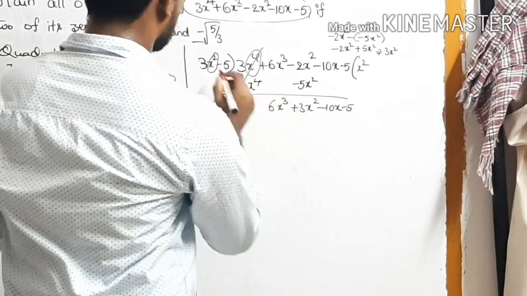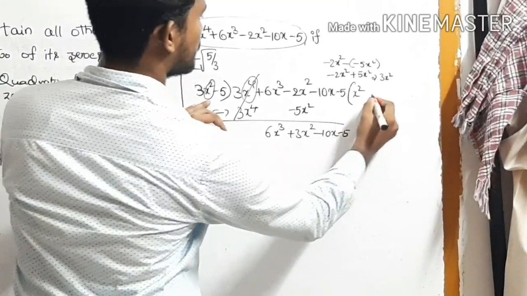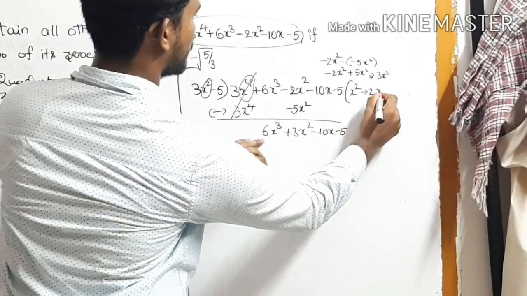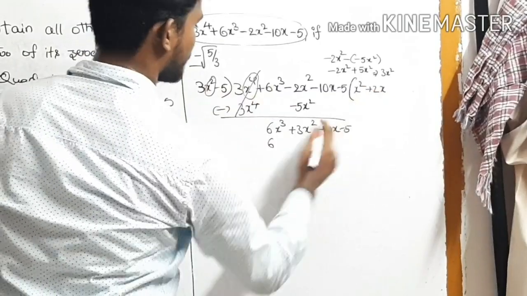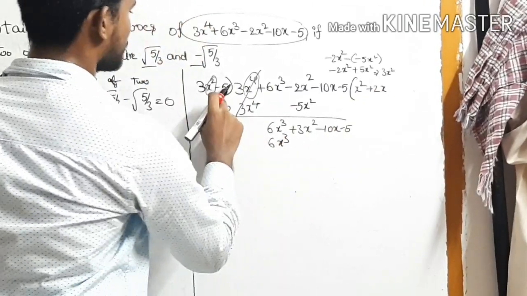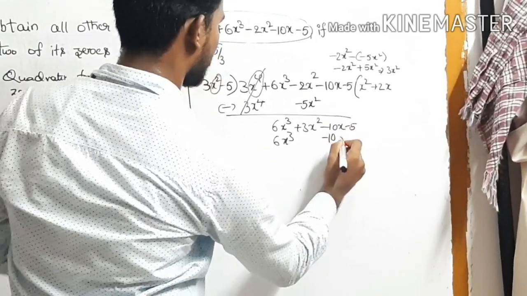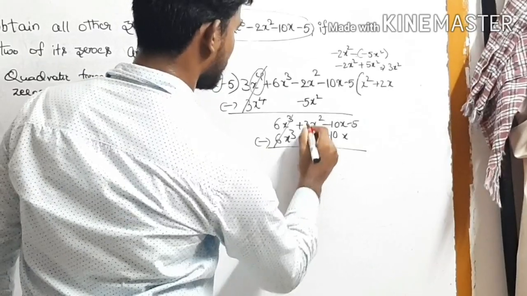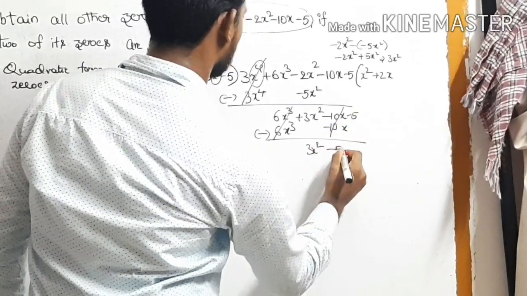Next, the coefficient term is x² and x³ here. So we multiply 3x² into 2x, which gives 6x³. This one, −5 into 2x, gives −10x. By subtracting, both of these are cancelled. This one as it is, these are cancelled, −5.